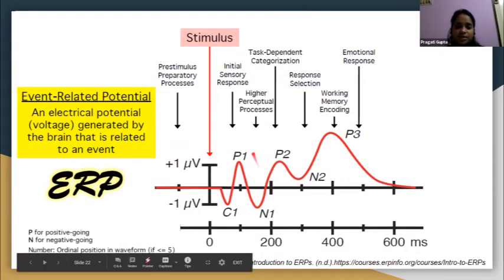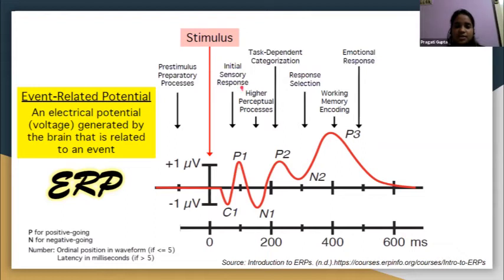So for example, P1 is the first positive component in the ERP, which indicates the initial sensory response, a higher perceptual process. So these are the early components, used for sensory processing. Then we have the later components like P3, N400, P600. These are specifically used for the higher cognitive functions like working memory encoding, emotional responses, arousal, etc.